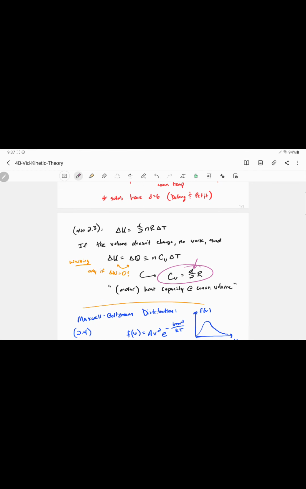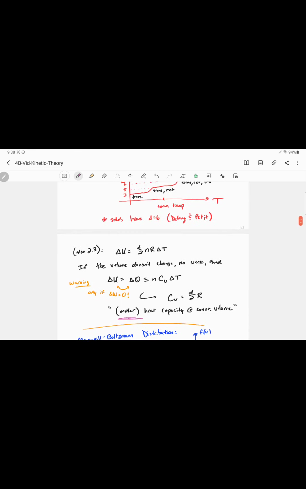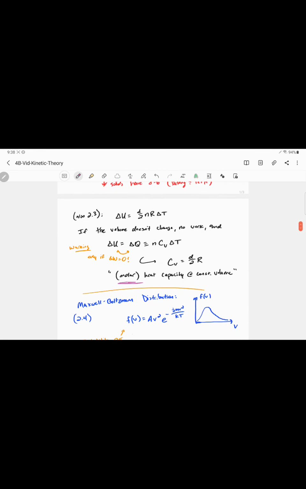And this is the molar, I put the word molar in parentheses because you might see this instead of R, you could see this times k, D over 2 times the Boltzmann constant. And that would be the heat capacity per molecule instead of per mole. Right? So again, it's another one of these instances where you can see basically any of these equations on a per mole basis or on a per particle basis.